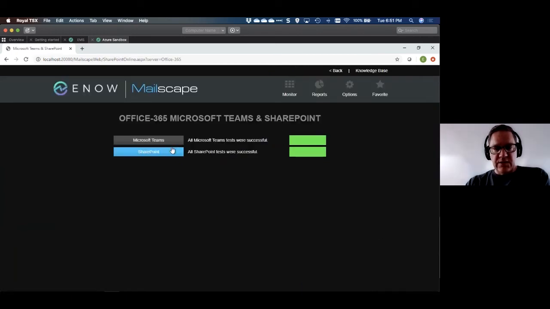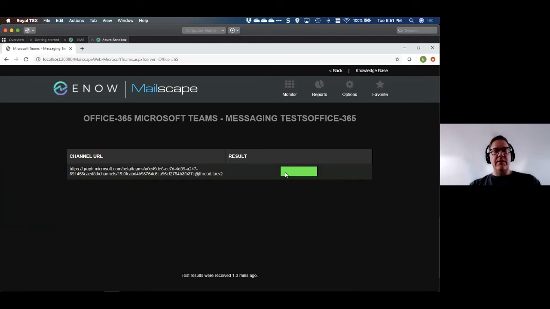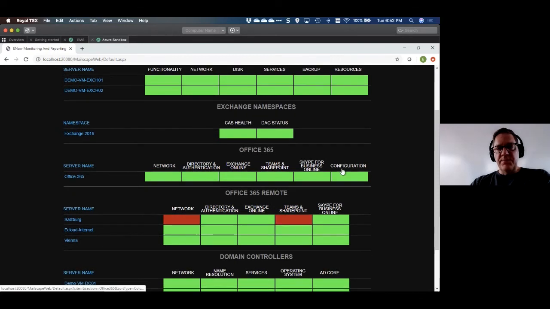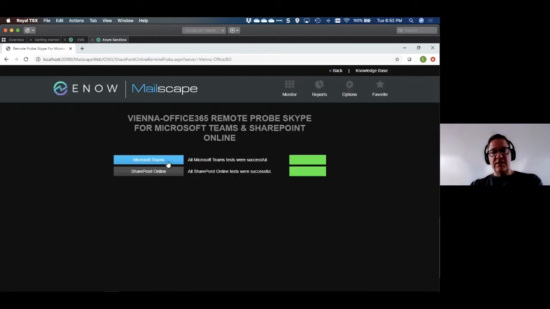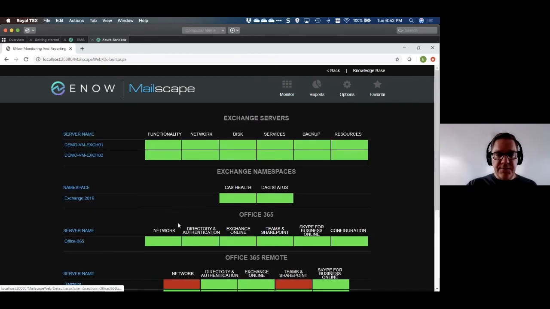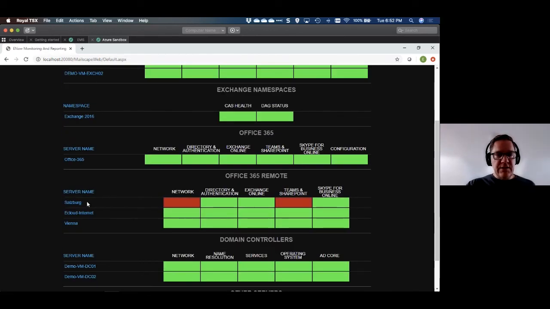The Teams test was a synthetic transaction where it was going into a Microsoft Teams channel, posting a message, making sure it persisted, and looking at the round trip time of that. Everything was working. They installed remote probes in Salzburg and Vienna. When they looked at Vienna, the Teams test was running. There wasn't an issue. But oddly enough, when they looked at the Salzburg location, two issues.